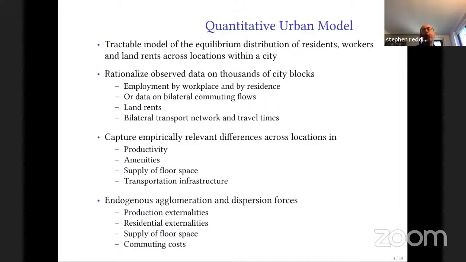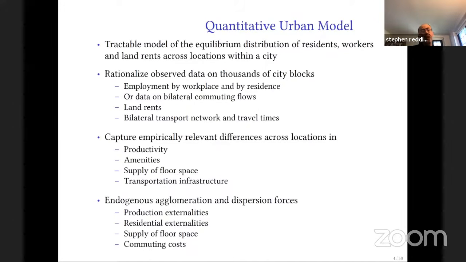In the second paper I'm going to talk about later today on London, we actually have even better data. We actually have a matrix of bilateral commuting flows between all of these different locations in the city. And obviously, if we see bilateral flows of people commuting, we can use that to compute employment by workplace and employment by residence. So that's the kind of employment information that we typically think of having available.